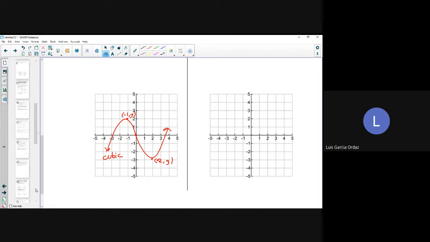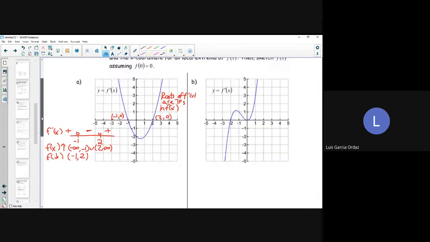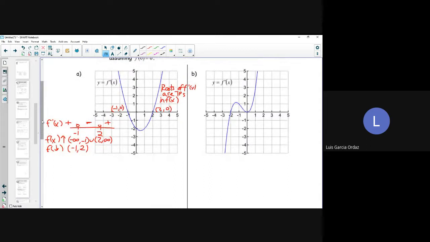Okay, so let's do the next one. So here we have a cubic function as our derivative function. So again, we're going to be looking at f prime of x. So we have our roots. We have -2 and 0.